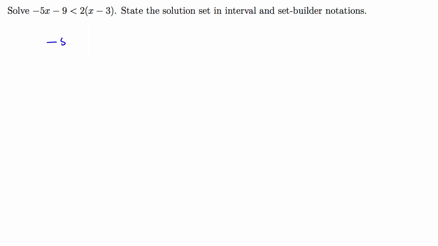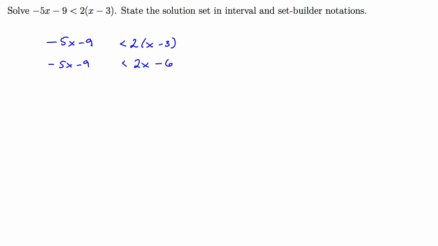To begin solving the inequality, negative 5x minus 9 is less than 2 times the quantity x minus 3, we're going to follow the standard process for solving equations or inequalities. The first thing we need to do is simplify each side of the inequality. On the left side, there is exactly one variable and one constant term, so there's nothing to change over there. On the right side of the inequality, we have 2 times in parentheses x minus 3. We need to distribute the 2 into the parentheses. 2 times x is 2x, 2 times the negative 3 is negative 6, and now we've simplified both sides.